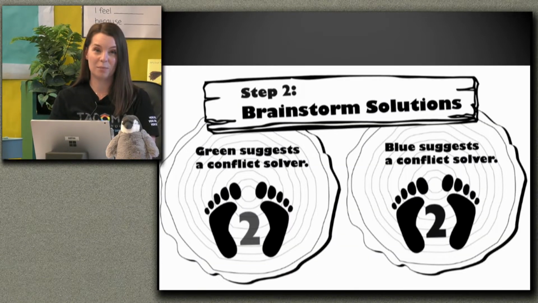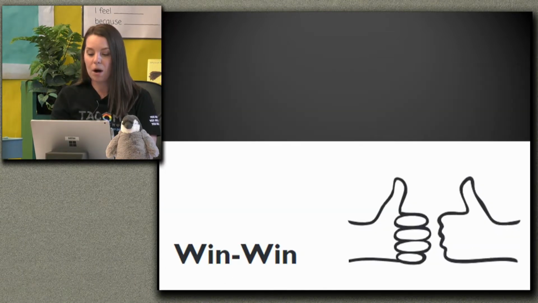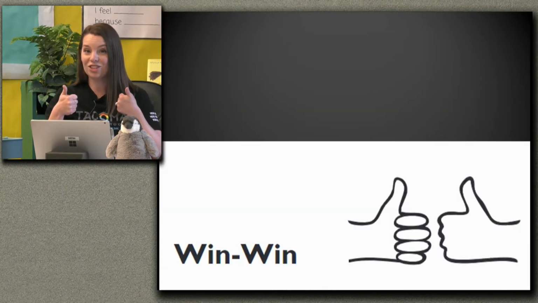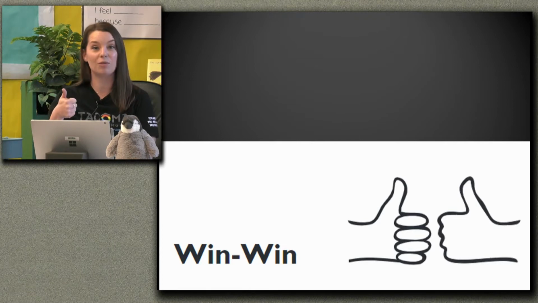The next step in the stop and stay cool steps is to brainstorm solutions. This is where both people think about the possible win-win solutions to solve this conflict. You'll remember a win-win solution is one in which both people get some of what they want and both people feel okay with the situation.